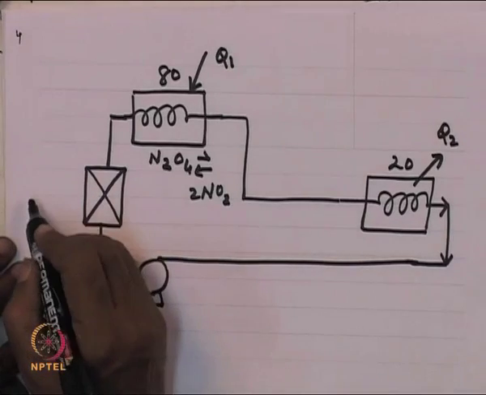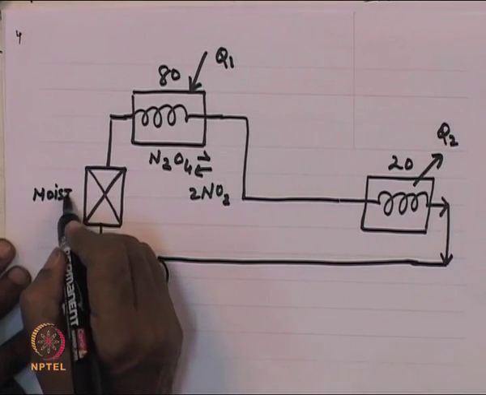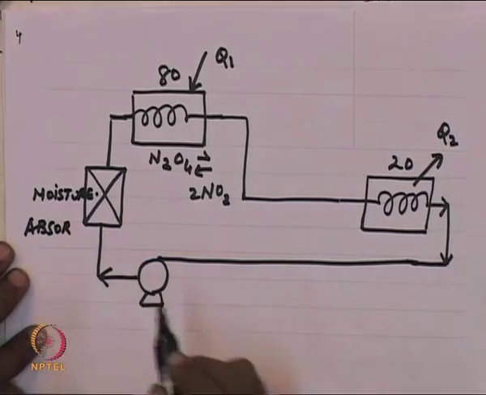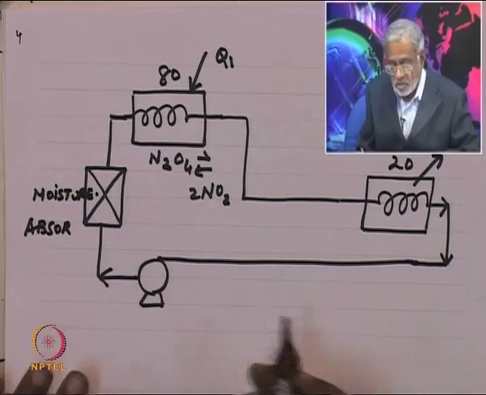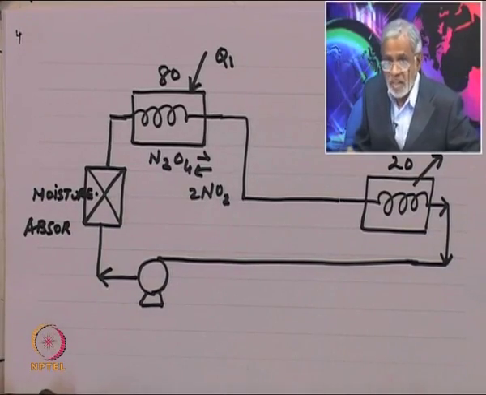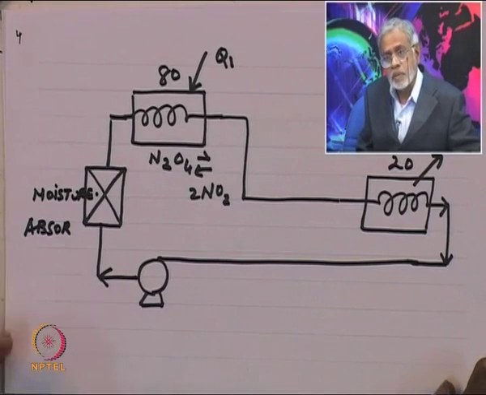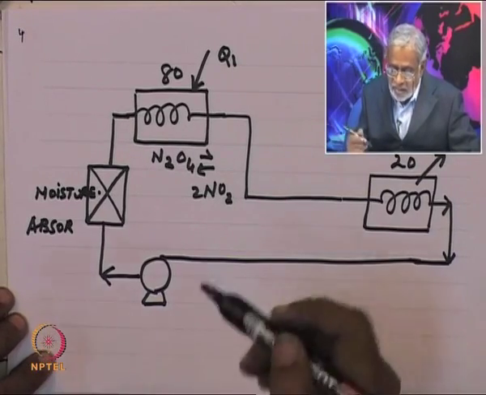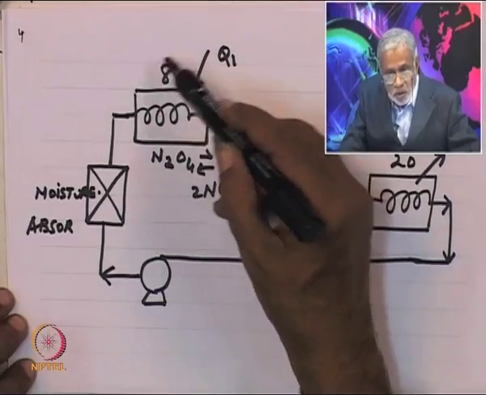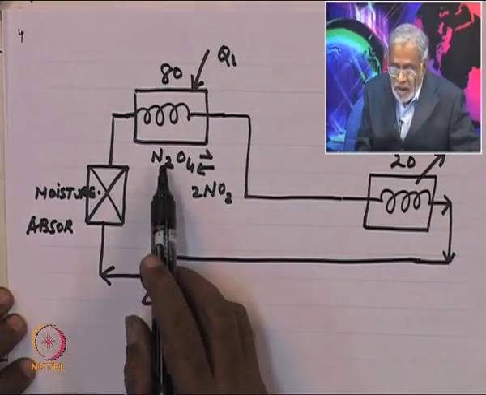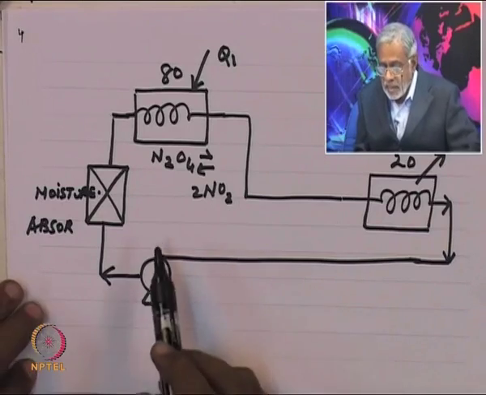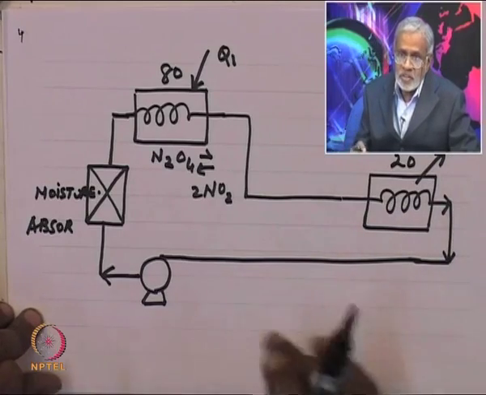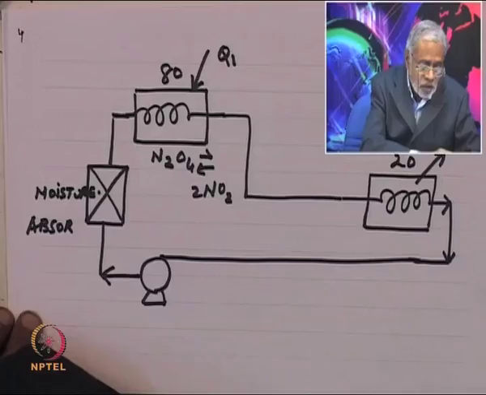And you have a moisture remover. The idea of this moisture absorber is that in case there is some moisture that gets into the system, we should get rid of it, because N2O4 and NO2 are very corrosive gases, we really do not want any moisture at all. Okay. So, in essence what we are trying to say here is that you have a device which is able to pick up heat from a low temperature source, and this N2O4 reaction goes in the appropriate direction, and then here at this low temperature it is giving that heat, and therefore, it is able to reverse that reaction.